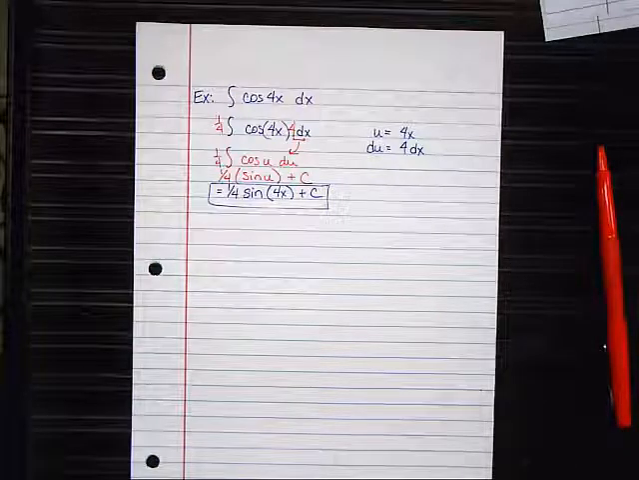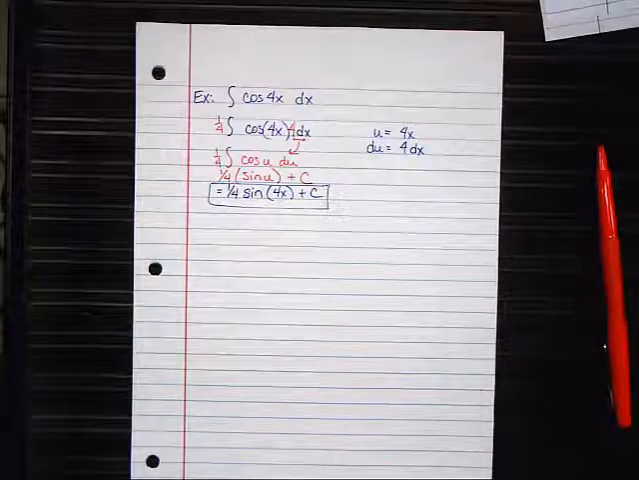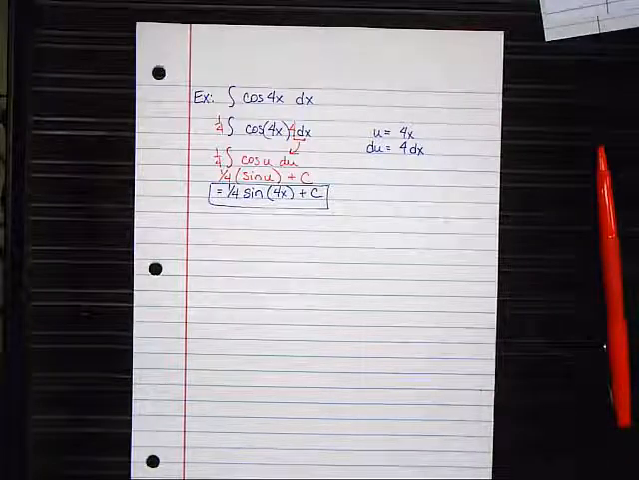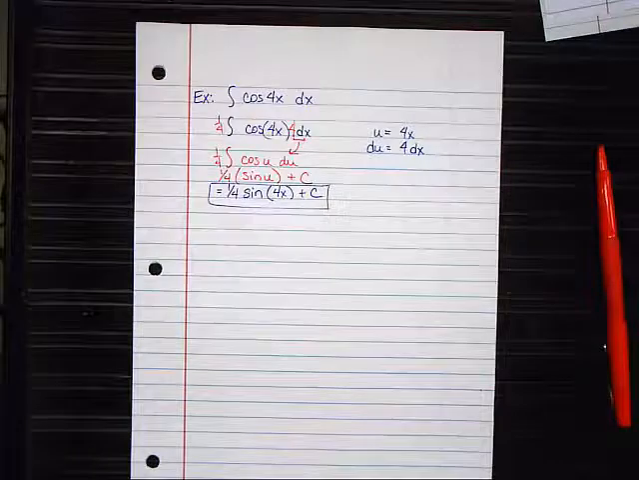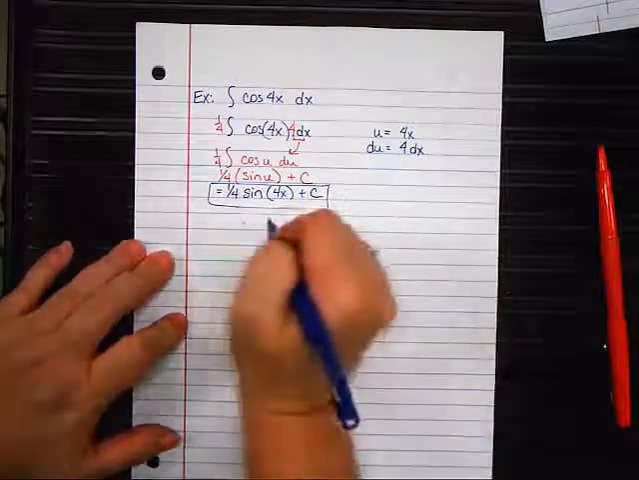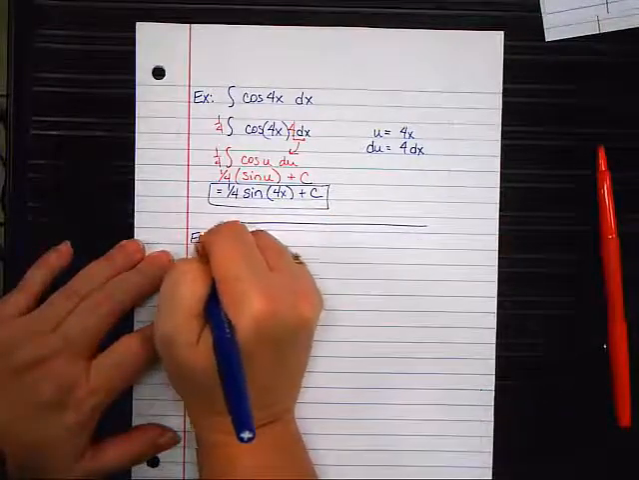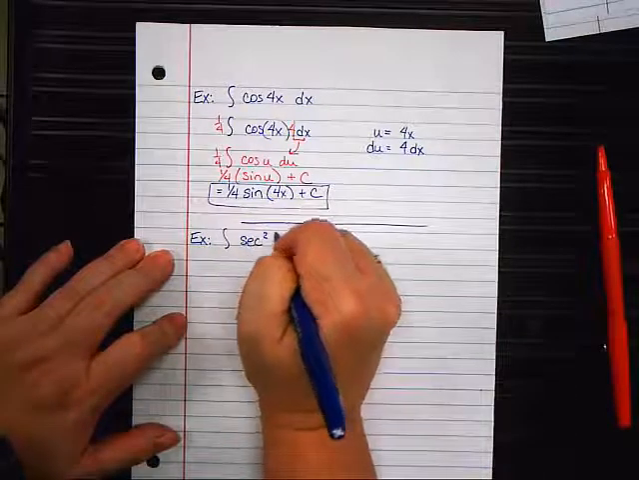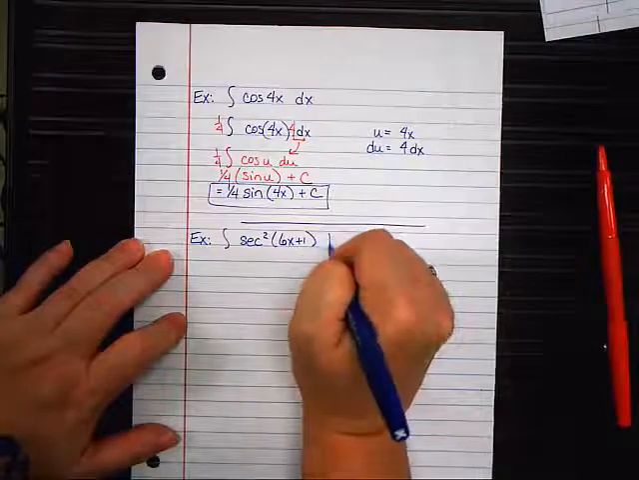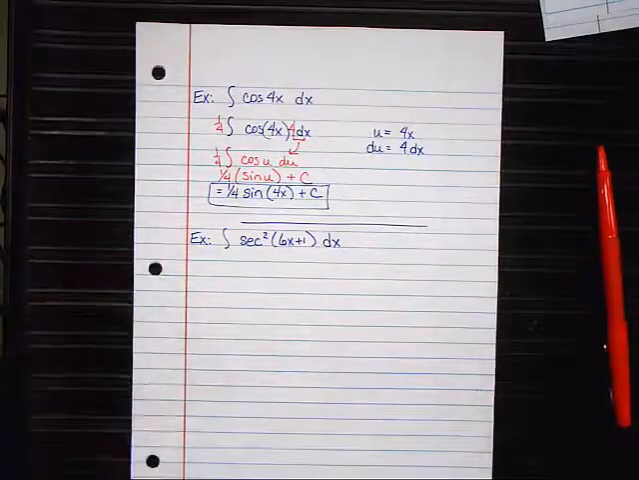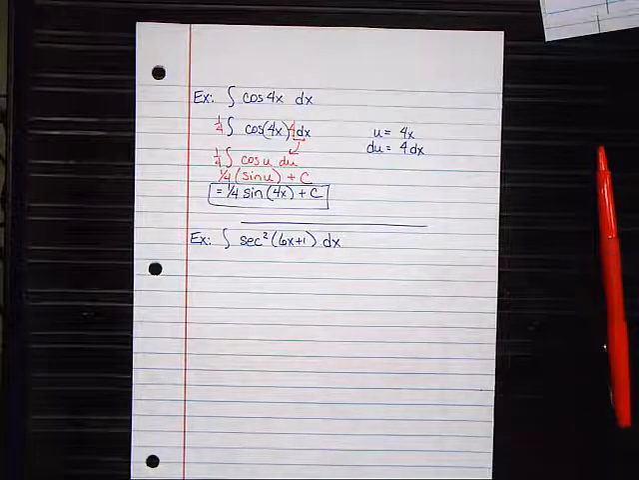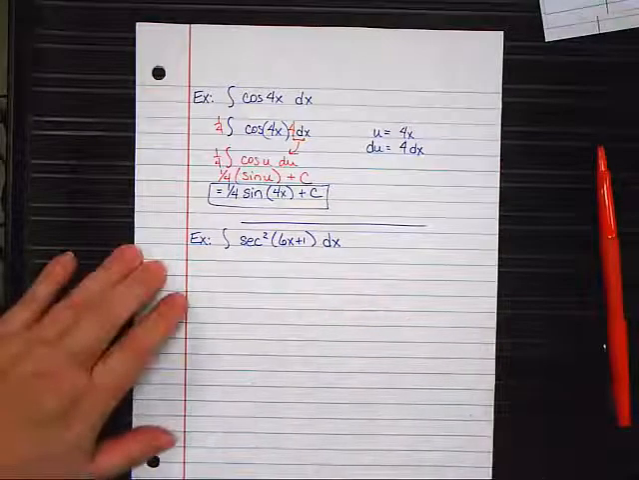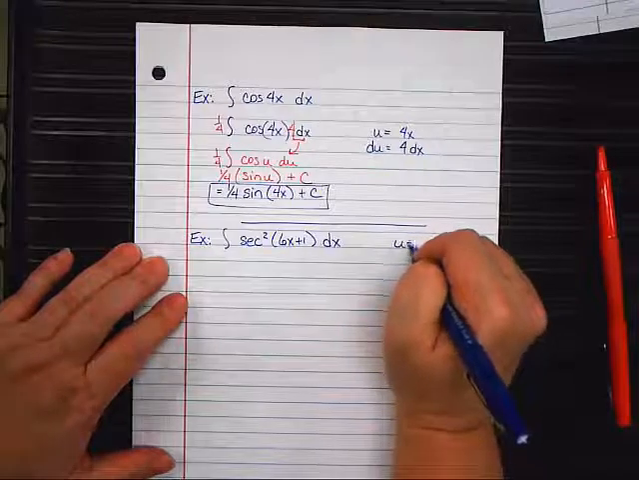You notice that they're going a little quicker now. No, I'm not having to explain as much in between. Okay, it is your turn to try one. This is your try. Here we go. Integral secant squared, 6x plus 1 dx. It all makes sense when someone tells you. Okay, give me a minute to do this.